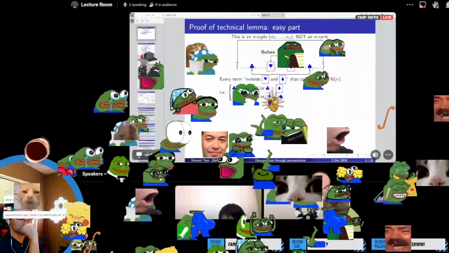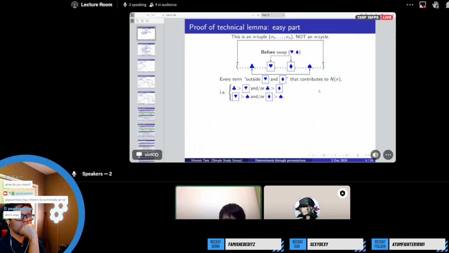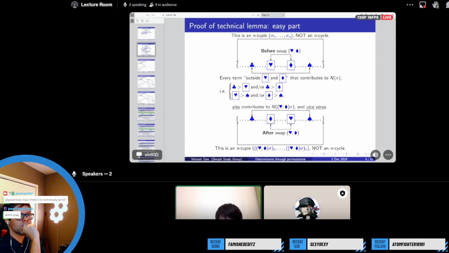every term that is outside the pairs of numbers to be swapped might be relevant to this n of sigma. Okay, I forgot the pen, sorry, let me see, where's the pen here? No, this is a highlighter, sorry.